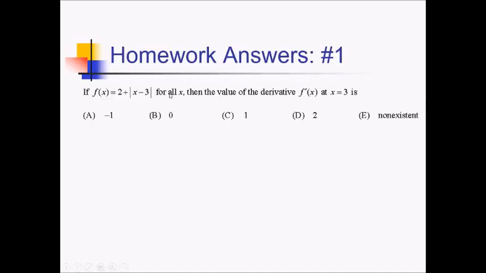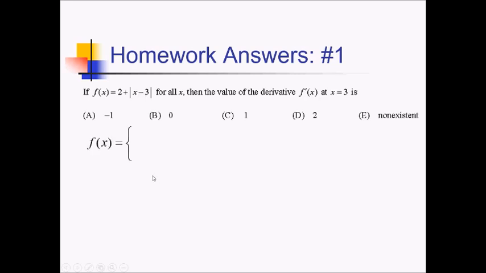For this problem, we're given this function with an absolute value in it, and we want the value of the derivative f prime at x equals 3. Well, we know what absolute value means. We're going to have to turn this into a piecewise function to really evaluate it, especially because this 3 would zero out the absolute value, so this would be at the border value of our piecewise function.